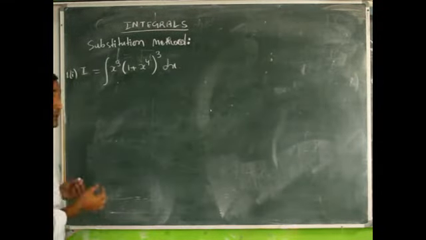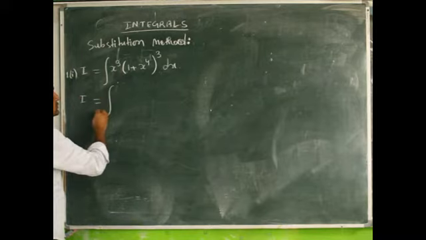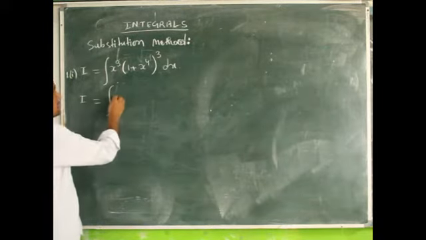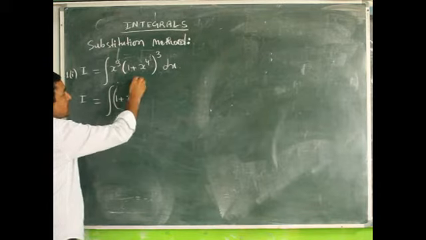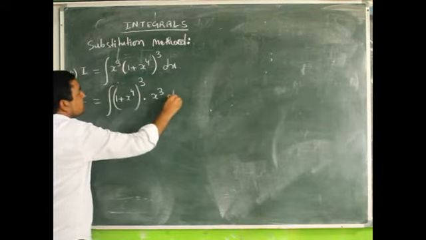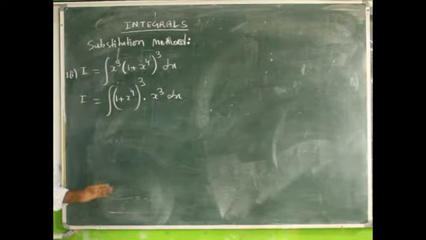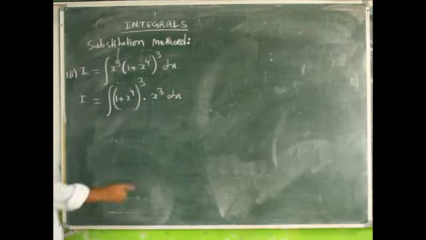Now let's separate the question and answer part. It is easy to solve the questions. The question is (1 plus x to the power 4) whole cube, times x cube dx. We separate it, and always keep the answer dx.